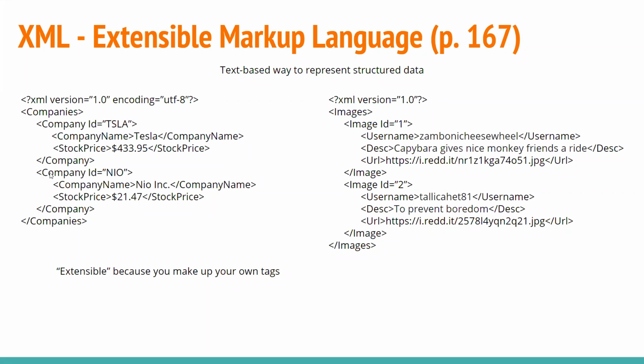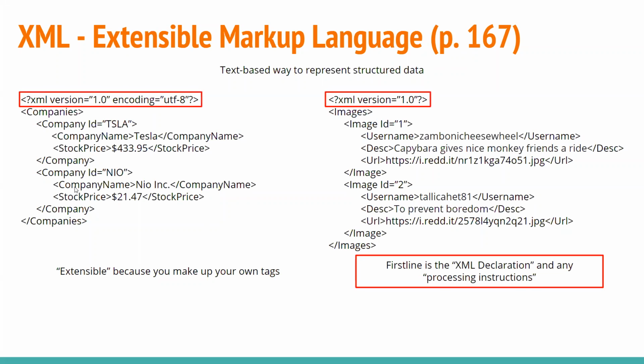But in XML, you can make a tag called whatever you want. We call it extensible because you can extend the list of tags that XML supports. All right, so there's that. The first line, again, you don't have to think about this too much because it's always the same.